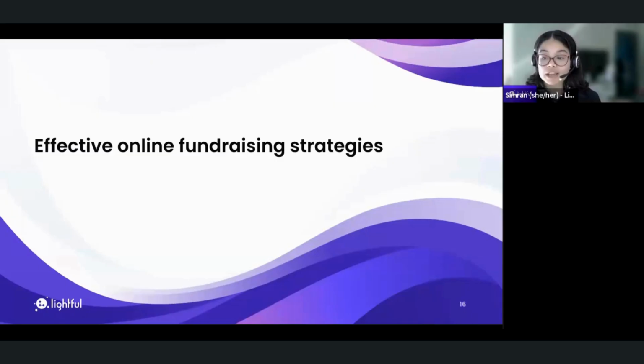Successful online fundraising isn't about using every single tool that's out there. It's actually about choosing the right strategies and making them work together. That's your website, your social media, and even third-party fundraising platforms, and they all play a very different role. I'm now going to walk you through these methods in detail and show how, when used strategically, they can help you reach more people, build trust, and also inspire greater giving.